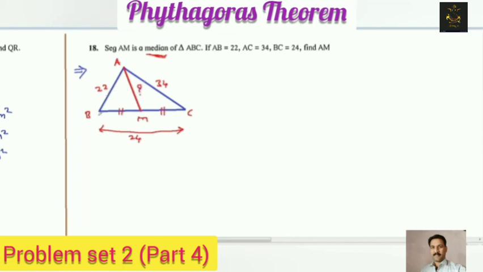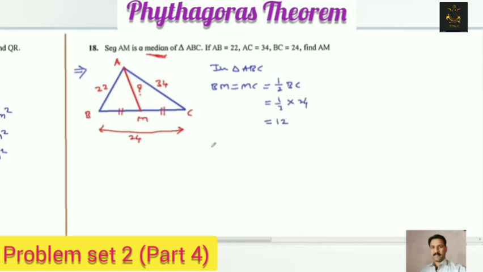Friends, first we know BC is full, so we have to find BM and MC. That is very important. Look here, in triangle ABC, BM is equal to MC. Why? Because AM is a median. So it is one half of BC, and BC we know already, that is 24. So half of that is 12.